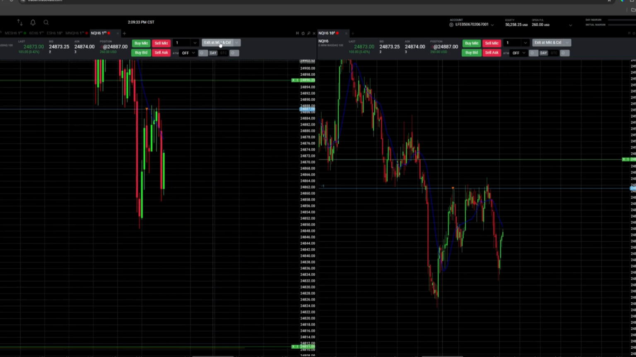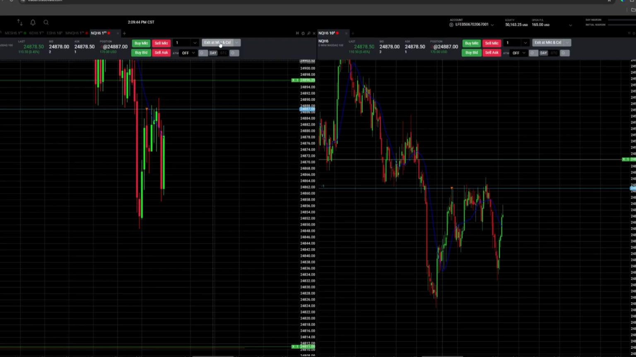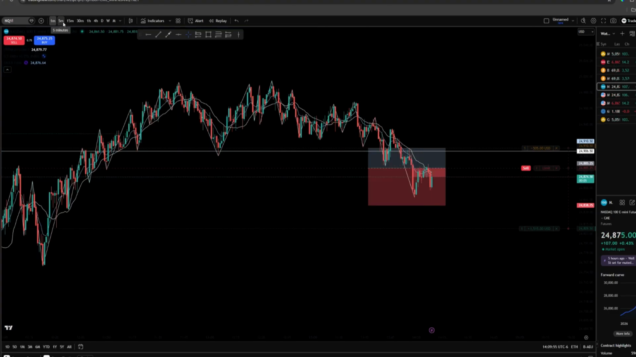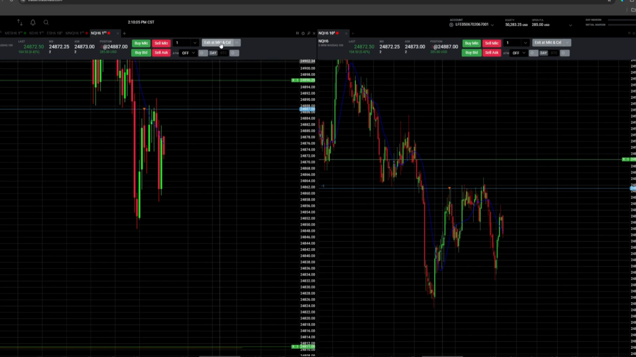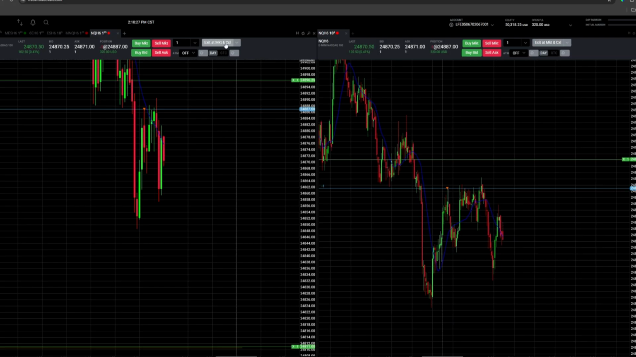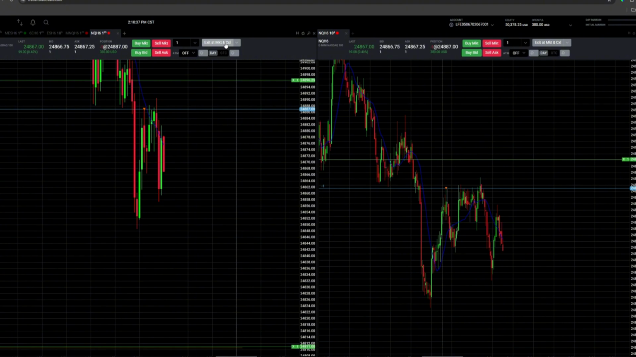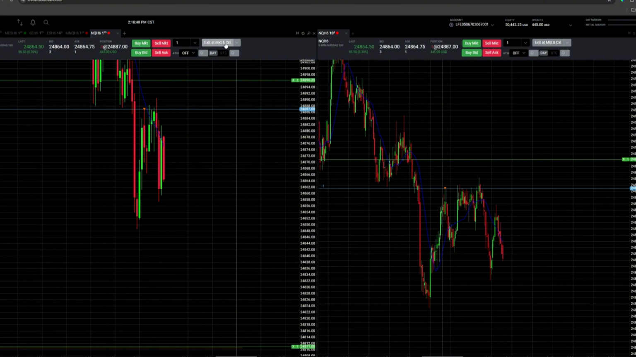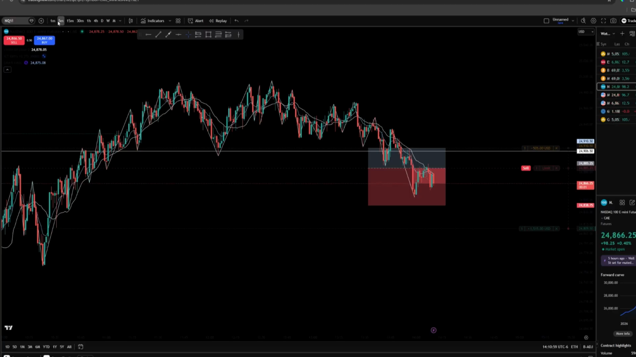You might see me go back and forth between Tradovate and TradingView. It's just that TradingView charts are so much clearer. Or I don't know, I just like them so much better, but I trade through Tradovate. Well, for this account, I traded through Tradovate.